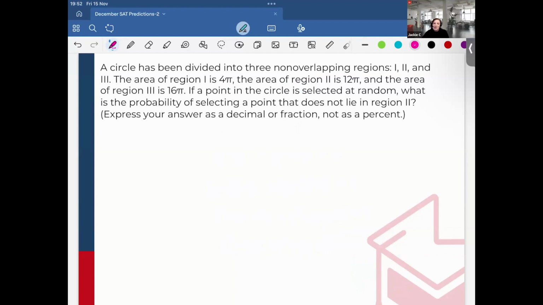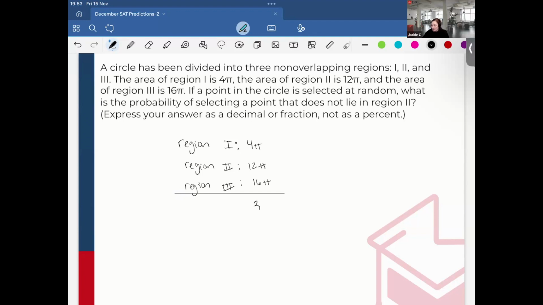A circle has been divided into 3 non-overlapping regions, 1, 2, and 3. The area of region 1 is 4 pi. Region 2, it's 12 pi. And the area of region 3 is 16 pi. And then it says, if a point on a circle is selected at random, what is the probability of selecting a point that does not lie in region 2?